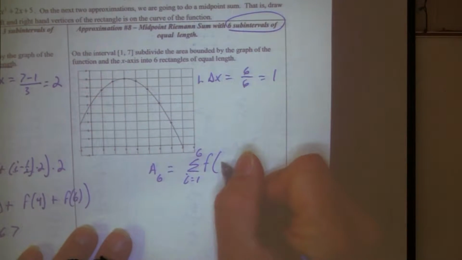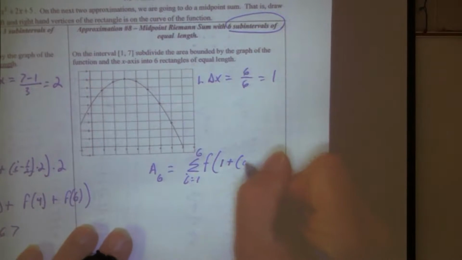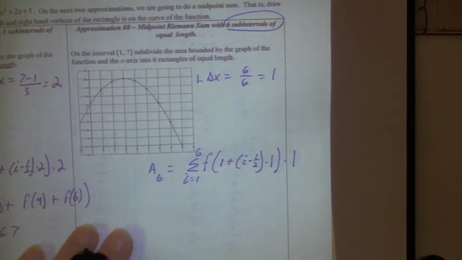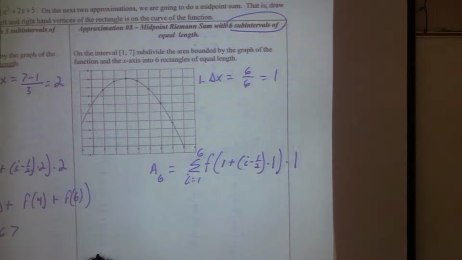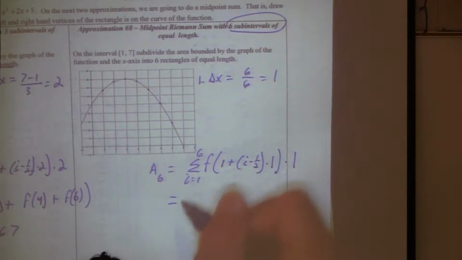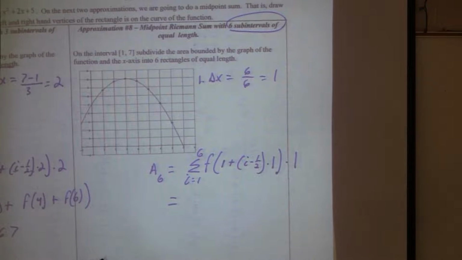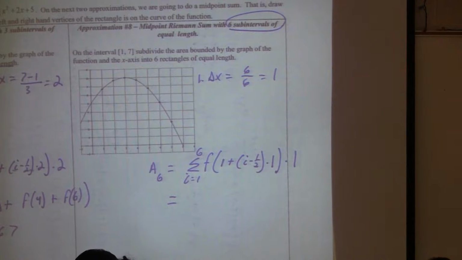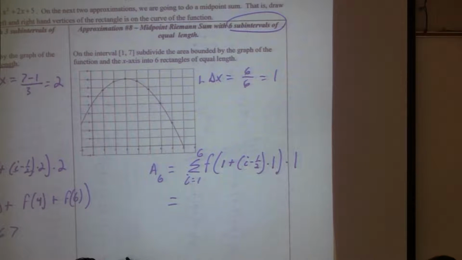f of 1 plus i minus half times delta x, which is 1, times delta x, which is 1. So let's see how more exact it gets with 6 rectangles. I'm not going to write it in expanded form, but you can if you want. You can use this previous one, just change the 3 to 6, and change the 2's to 1's, right?